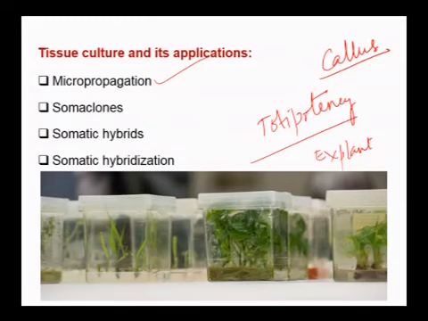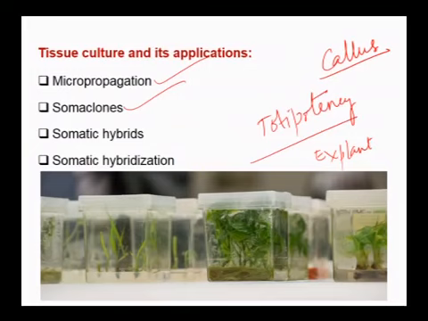The plants produced through micropropagation in plant tissue culture are morphologically and genetically similar to the parental plants, hence they are referred to as somaclones. As you already know, clones are morphologically and genetically identical plants produced through an asexual process. Here this is also an asexual process, but we produce these plants under in vitro conditions.